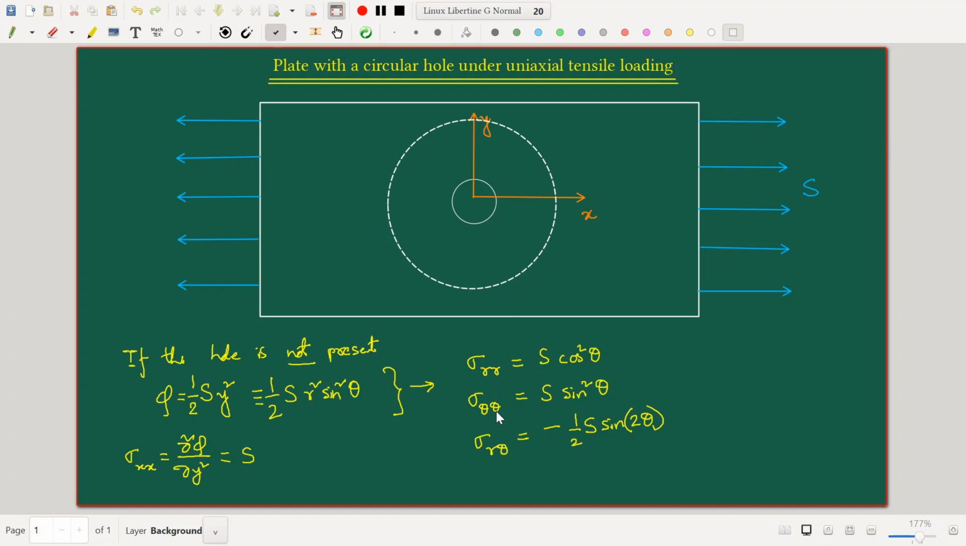the sigma RR, sigma theta theta, and sigma R theta is very much true. So remember that we are still not considering the hole here. So if we sit at any point here, we can still very much obtain those stress components. It is absolutely no problem. Now we have to ultimately bring back this circular hole. So how do we do that?